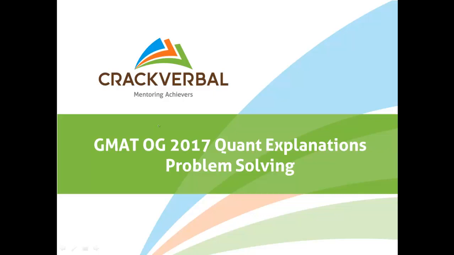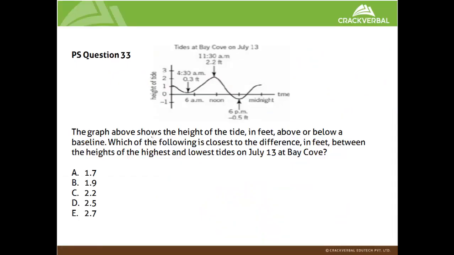Hi, in this video we'll be discussing GMAT Official Guide 2017 edition Quant Problem Solving question number 33. Let's have a look at this question. The question says the graph above shows the height of the tide.